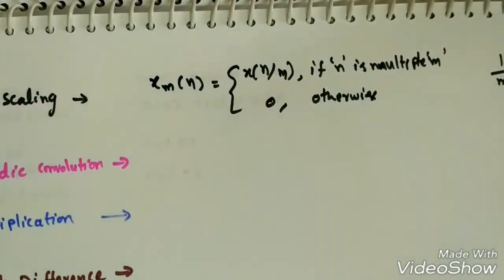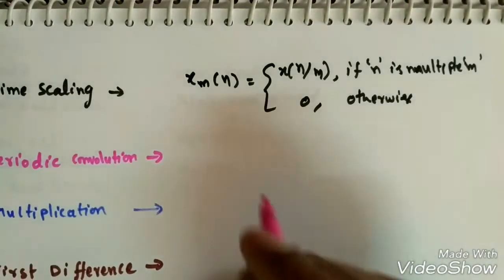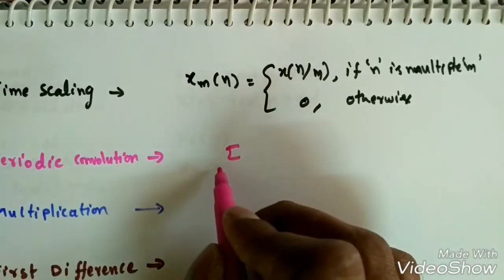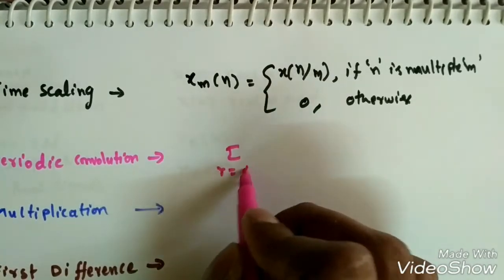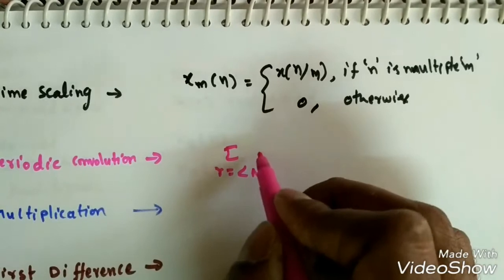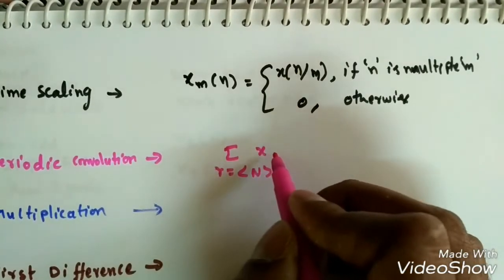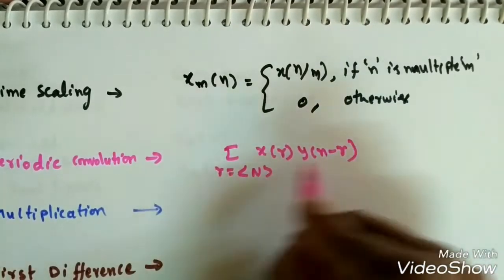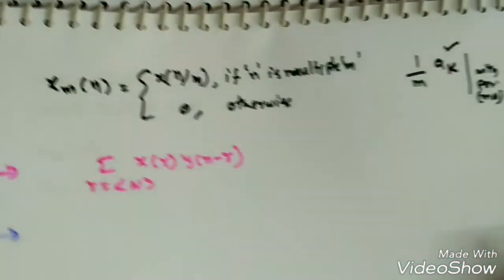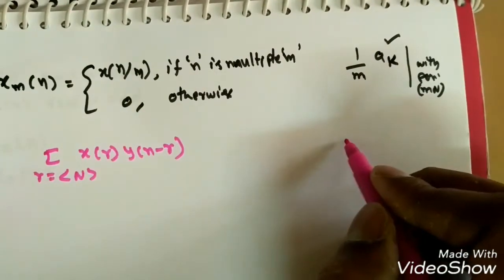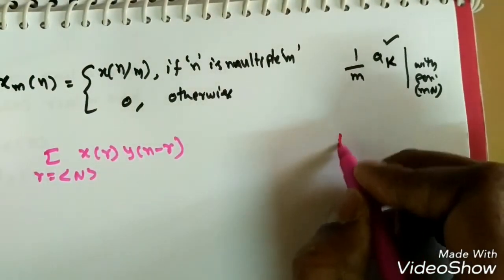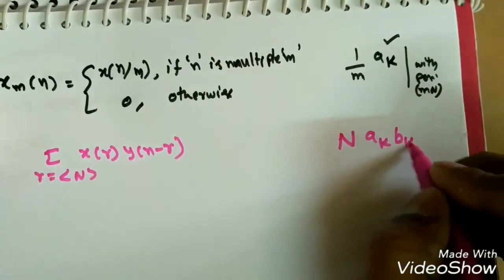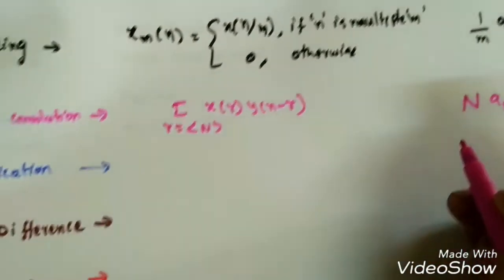Next, periodic convolution. It is the same as in the continuous case. What does periodic convolution mean? If I do convolution in this domain, with some small r which is periodic, that is x of r into y of n minus r, then we get multiplication in the Fourier coefficients with the time period n. So we get ak into bk, the same as in the continuous time Fourier series.